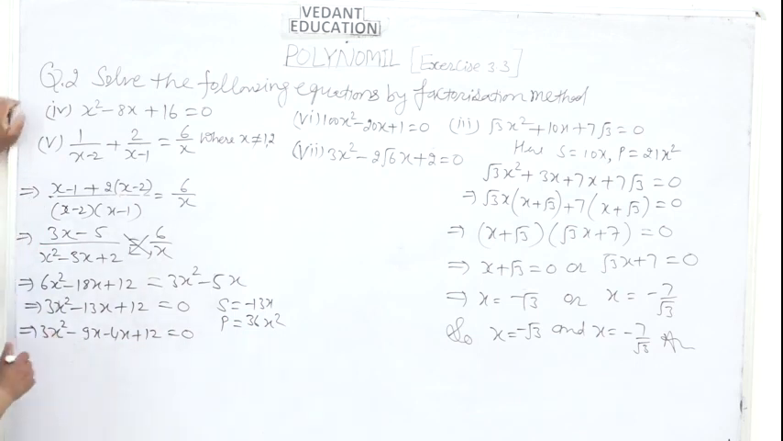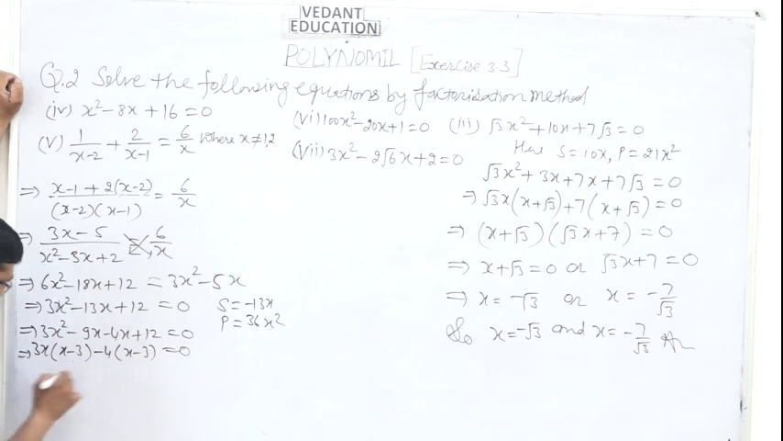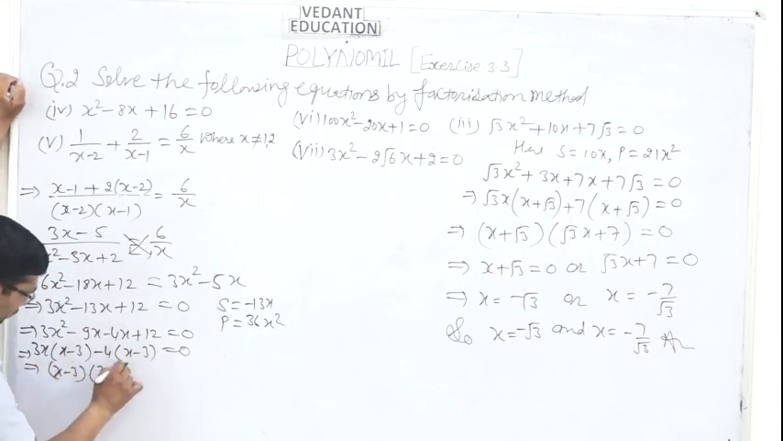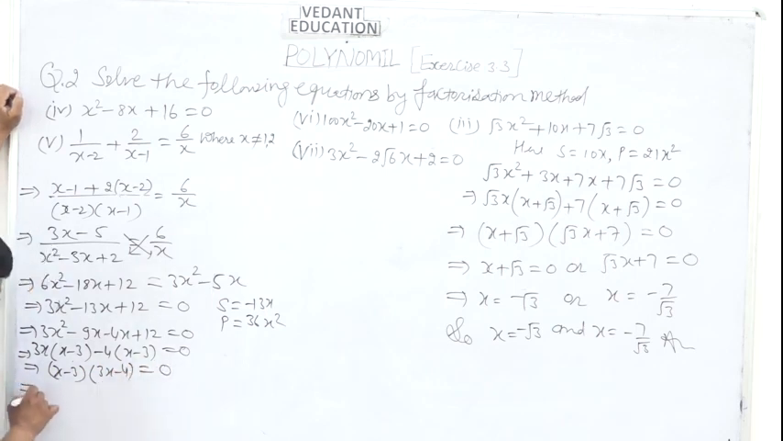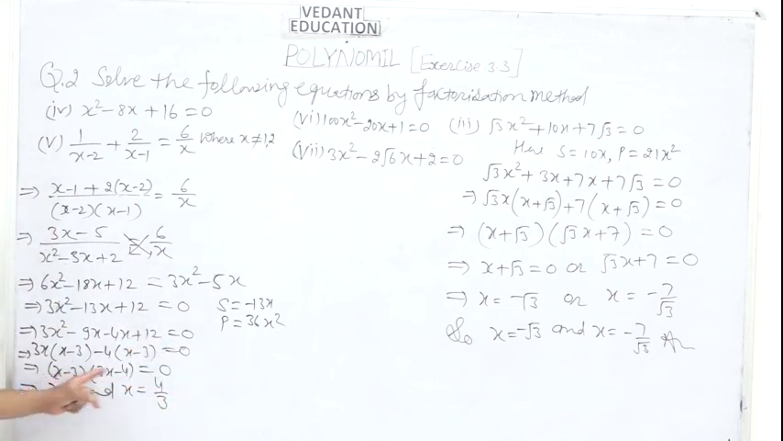36x square. First two terms, common is 3x, remain is x minus 3. Minus 4 is common, x minus 3 is equal to 0. That is x minus 3 again common, 3x minus 4 is equal to 0. That is x is equal to 3 and x is equal to 4 by 3. X minus 3 is equal to 0, it means x is equal to 3. 3x minus 4 is equal to 0, it means x is equal to 4 by 3. So these are the solutions of the quadratic equation.